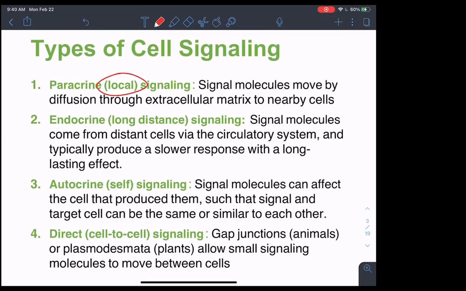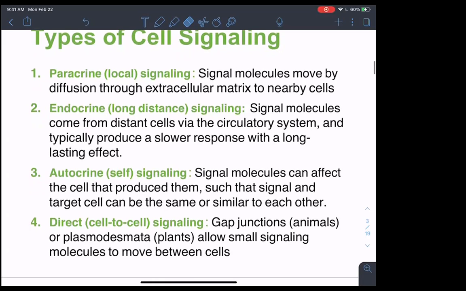So endocrine signaling is long distance signaling. And the way I remember this is you have an entire system called the endocrine system, and so you know that it has to cover a very wide range and long distance to travel through the entire endocrine system. So endocrine signaling is long distance signaling. Signal molecules are going to come from distant cells via the circulatory system, and they're going to typically produce a slower response, but have longer lasting effects. So that's a key for endocrine signaling.